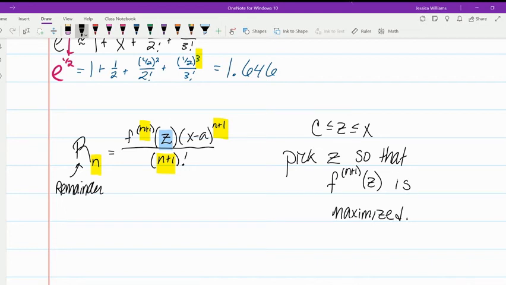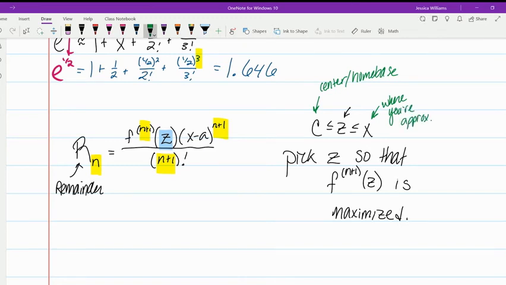So that doesn't always necessarily mean that you're picking the biggest value. Sometimes you want to pick the smallest value. It just depends on where it gets plugged in and what the derivative is. So let's talk about what c and x are. C is your center, your home base. X is where you're approximating, so it's the value you're approximating at.